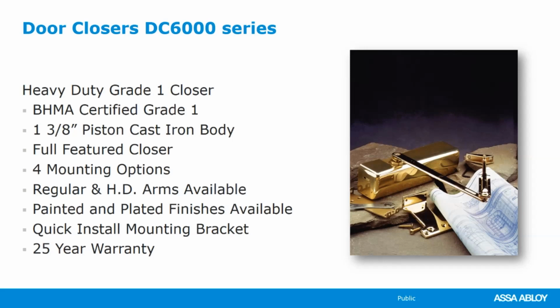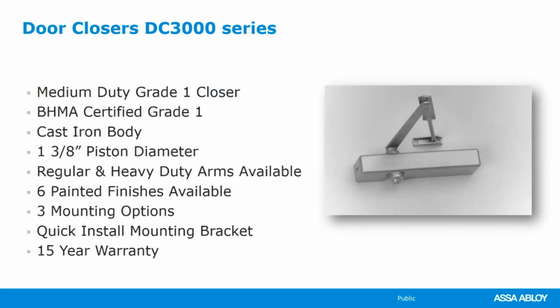But this closer's been tested to 25 million cycles. This closer has a 25-year warranty on it, just like our 8000. So this one, for an architectural closer, is well above and beyond. It meets industrial grade as well. Our DC 3000 series closer is basically the same body footprint as the DC 6000. It's been tested above 15 million cycles, 15-year warranty on this closer.